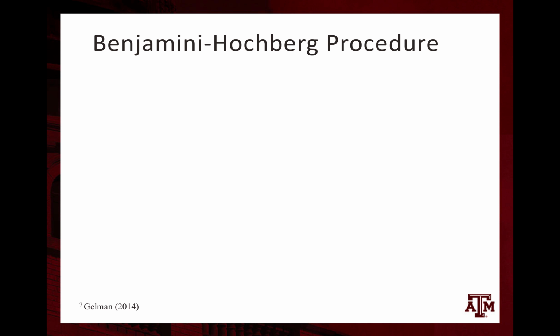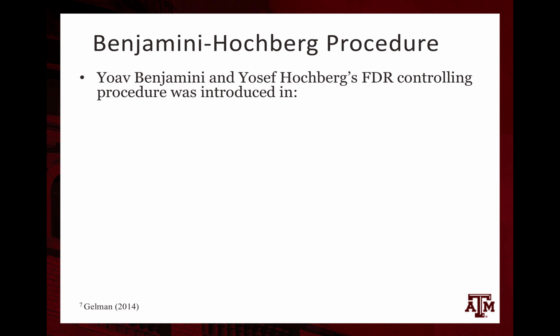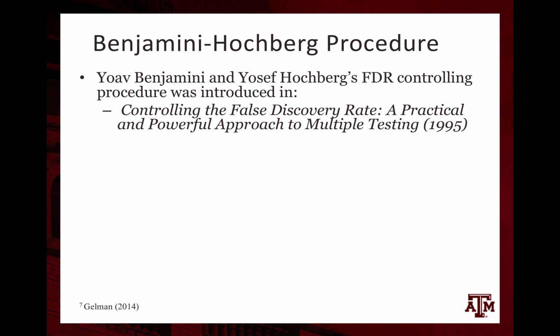So the most famous way of dealing with this and controlling that quantity was introduced by two statisticians named Benjamini and Hochberg. Their full names are given here, but they introduced this famous method in a paper called Controlling the False Discovery Rate: A Practical and Powerful Approach to Multiple Testing. And to say that this paper is a big deal is an understatement. By citations, it's one of the top 10 statistics publications of all time. It has just under 50,000 at the time of this video.